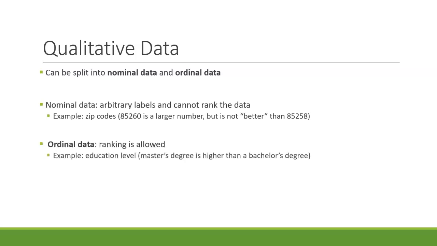Then we have ordinal data. Ordinal means that we can rank. So think of order, right? Order is allowed. So an example here, education level. A master's degree is more education than a bachelor's degree. So we can rank ordinal data.